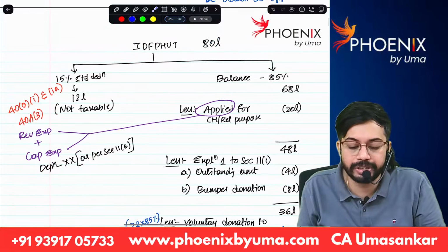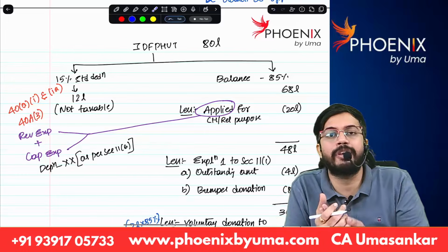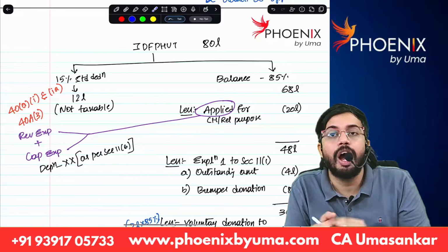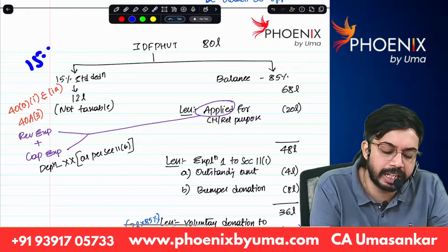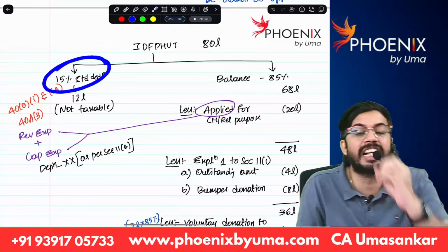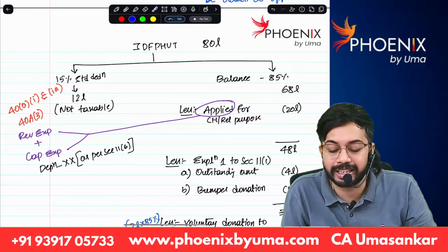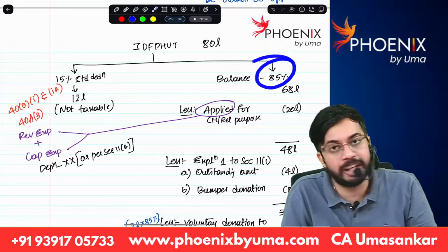Now we are going to see the tax treatment. Whatever income derived from property held under trust is there, out of that 15% is not at all taxable. 15% standard deduction is available. That means 15% is straight away not taxable. You have to take the remaining 85%.